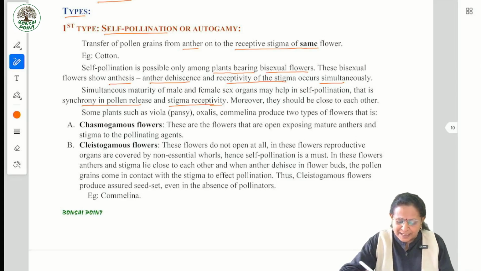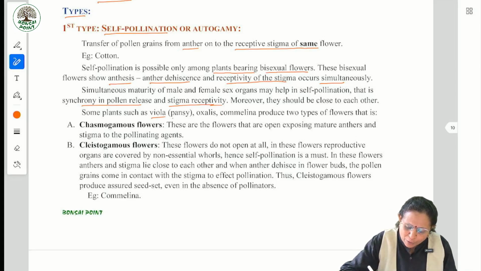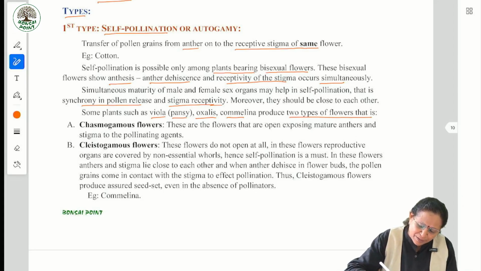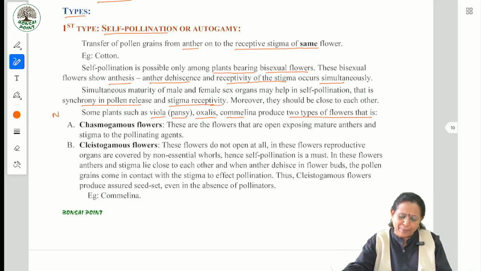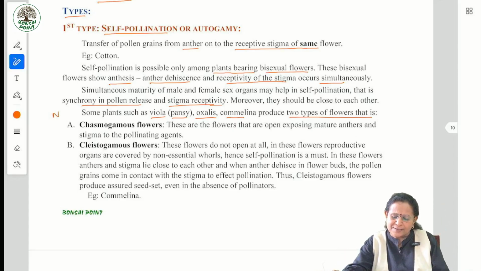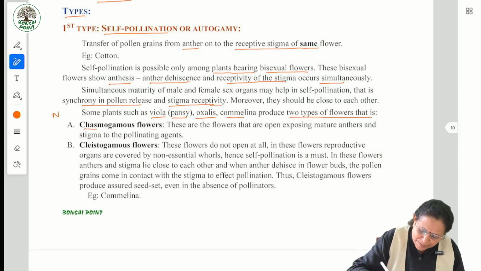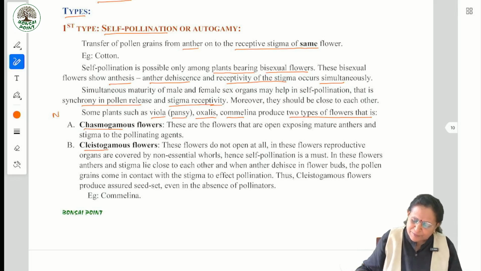Some plants such as viola, which is commonly called pansy, oxalis and commelina, produce two types of flowers. These three names you have to remember. It's a 1-mark or NEET question. Pansy or viola, oxalis, commelina produce two types of flowers. Which are the two types? Chasmogamous flowers and cleistogamous flowers.